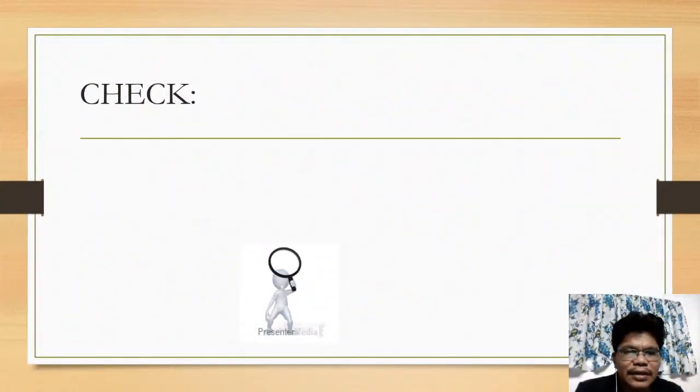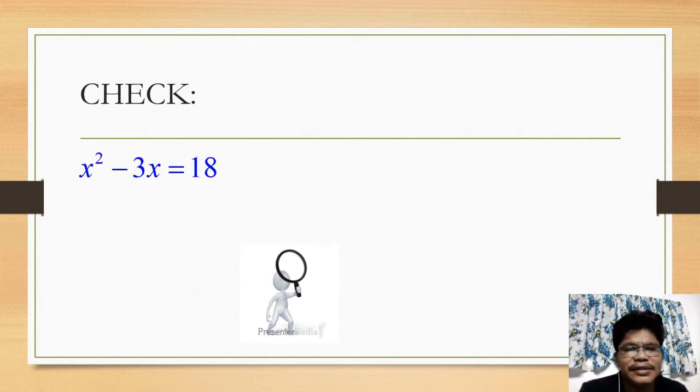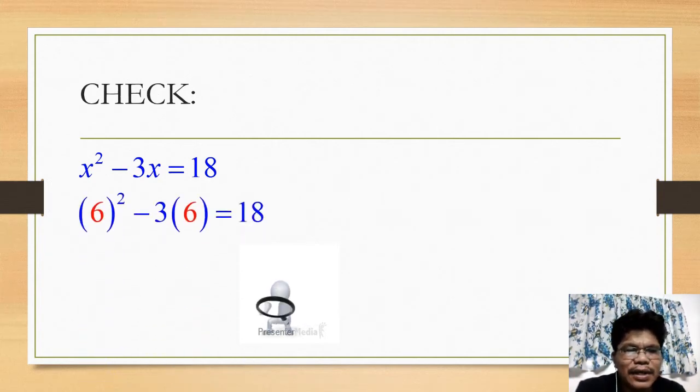So let us now check if the solutions satisfy the original equation. Let us use 6 and negative 3, or if x equals 6 and if x equals negative 3. Now the original equation is x squared minus 3x equals 18. Meaning, we're going to replace the value of x. Instead of x, we're going to use 6. If x equals 6, papalitan lahat natin ang value ng x. So it becomes 6 squared minus 3 times 6 equals 18. So, pinalitan natin yung value ng x.